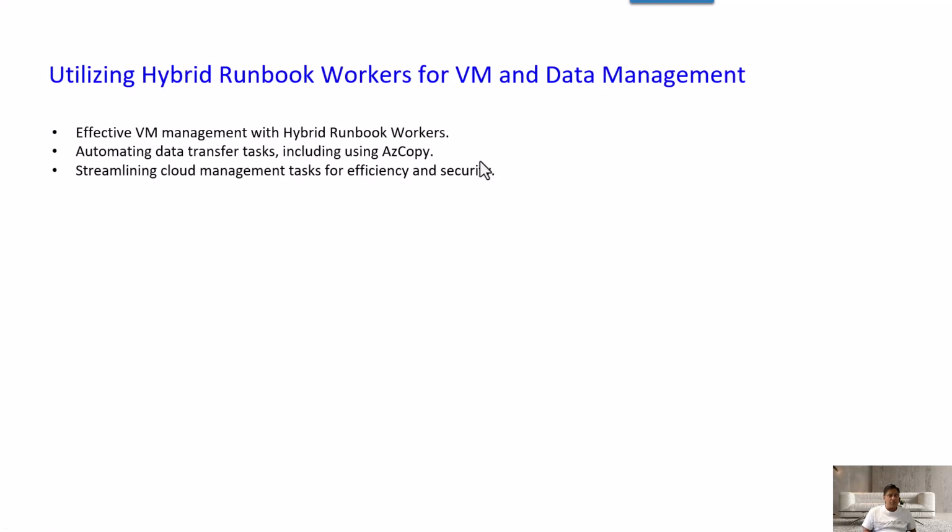Utilizing hybrid runbook workers for VM and data management tasks. So why do we require a hybrid runbook worker for VM and data management tasks? Let's understand this with one example. Suppose you have a VM, and you want to start that VM at a certain point in time and then shut it down when the tasks are executed in that VM, or some script is being executed in that VM. And there are some tasks which can only be executed on the VM which is kept on-premises, or sometimes the VM can be kept in the cloud as well. But you want to make sure that the task is executed in that very specific VM.